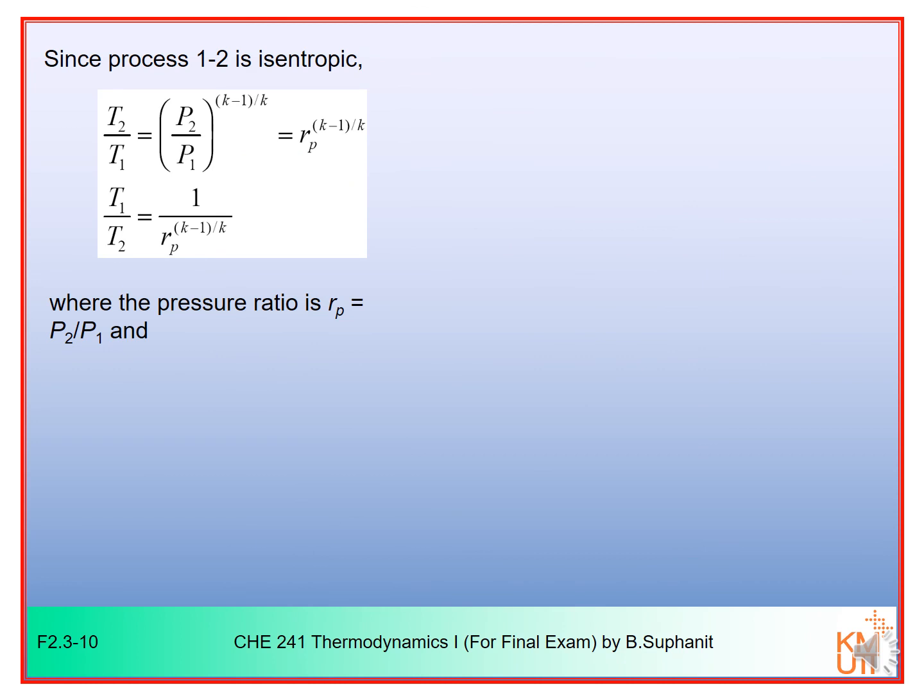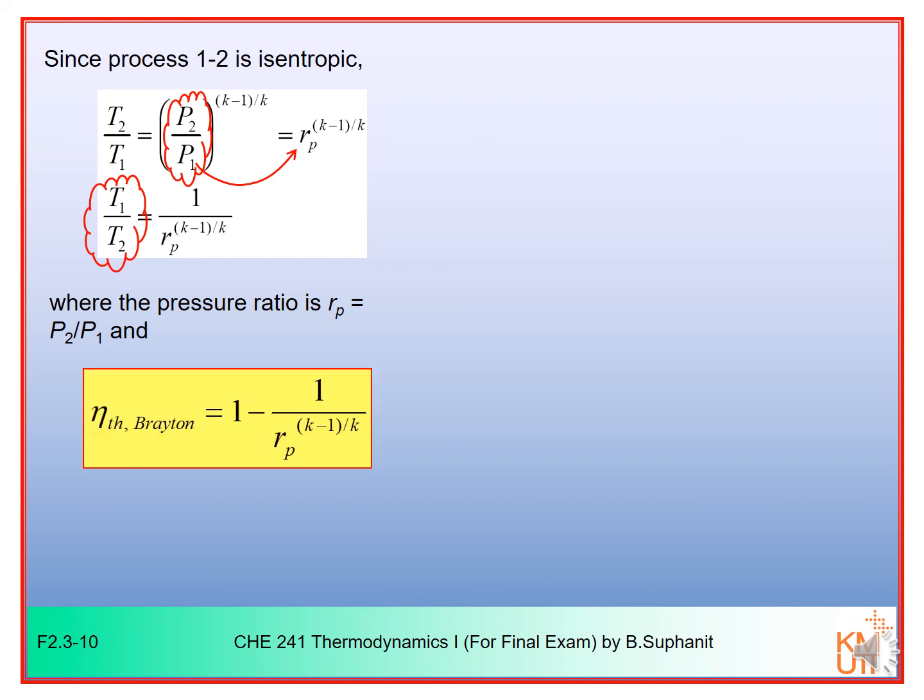We can also write the Brayton efficiency in terms of the pressure ratio. We have the isentropic relationship between the temperature ratio and the pressure ratio as shown here. We can then replace T1 over T2 with the pressure ratio terms in the Brayton efficiency equation. The result would be 1 minus 1 over the pressure ratio to the power of (k minus 1) over k, as shown in this yellow box here.